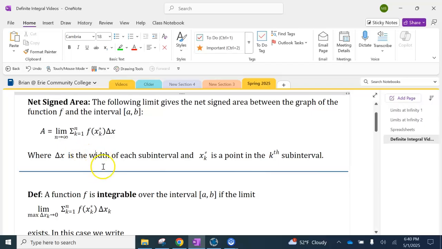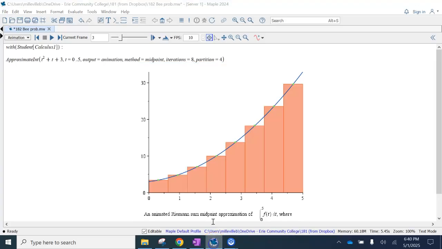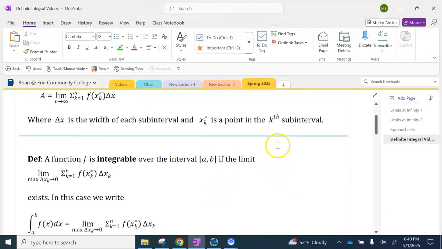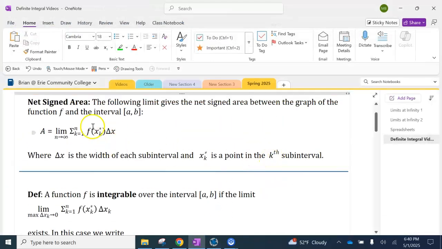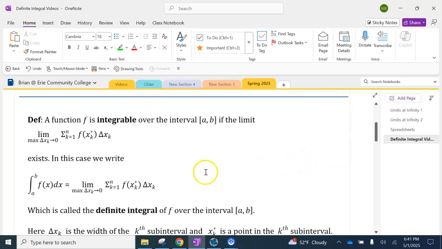The sigma notation means to add up, and then we're taking the limit as we use more and more rectangles. Notice in this definition, delta x is the width of each subinterval. So we're talking about what we refer to as a regular partition of the interval. If we go back to the animation, each of these boxes had the same width, or each subinterval had the same width. That doesn't necessarily need to be the case. Also, x sub k star is some point in the kth subinterval. Oftentimes we're going to use, again, right endpoints or left endpoints or midpoints. It doesn't have to be one of those, though.